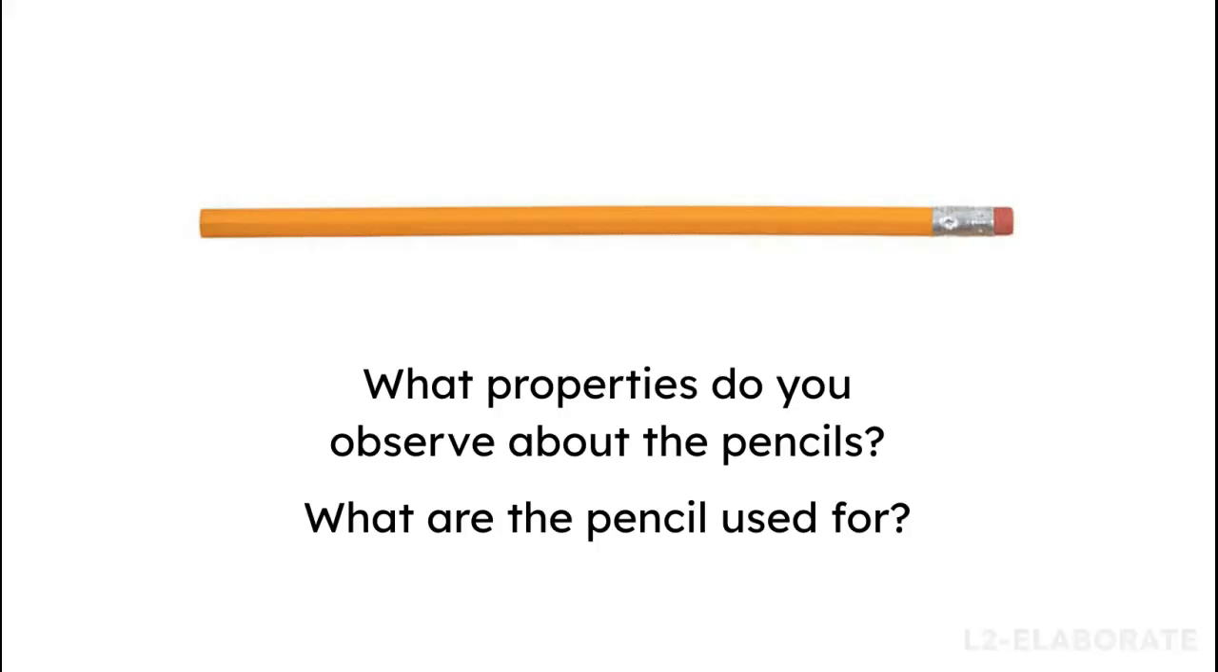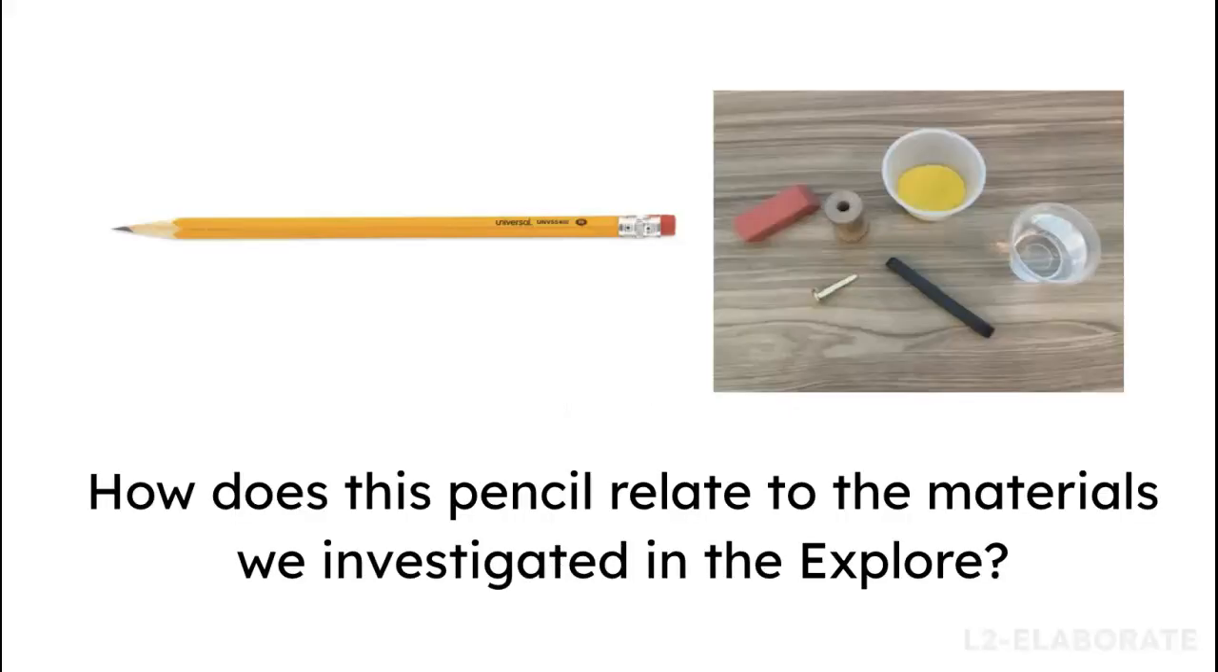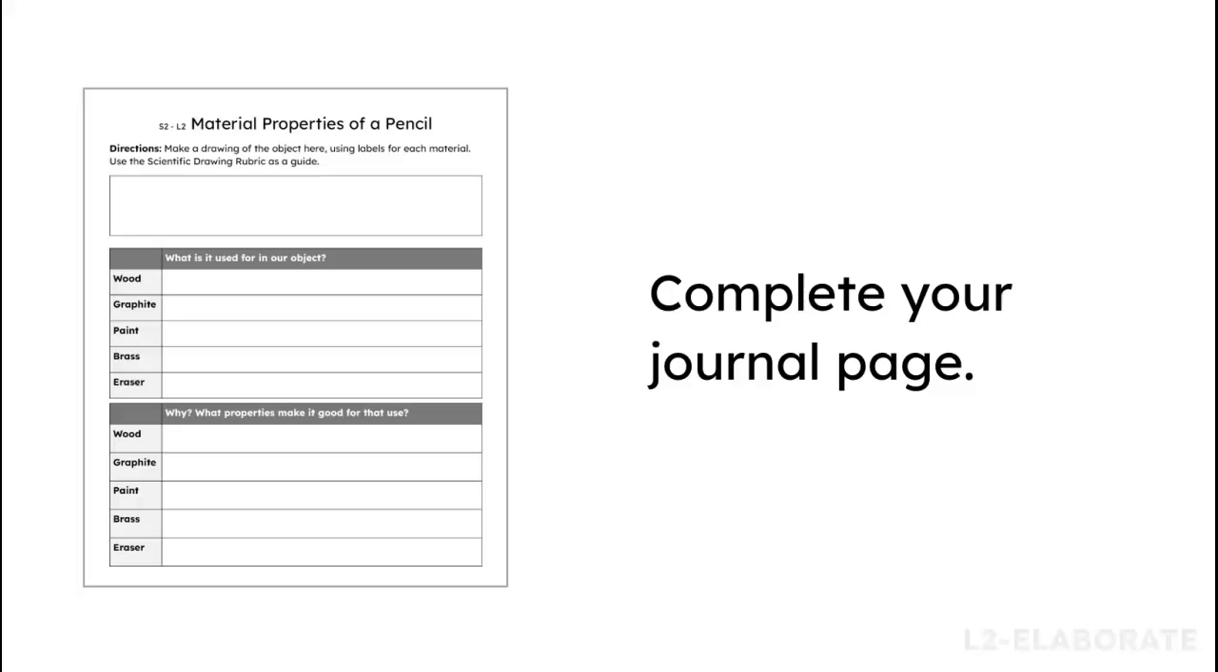For the Elaborate portion, you'll show students a pencil and have them make initial observations. You'll then put students into 6 groups and pass out a pencil to each group as well as the materials from the Explore. You'll give students a minute to make observations between the materials and the pencil. You'll ask students how the pencil relates to the materials they investigated in the Explore. You'll have students work in their groups using the materials and the pencil to complete the Material Properties of a Pencil student journal page.